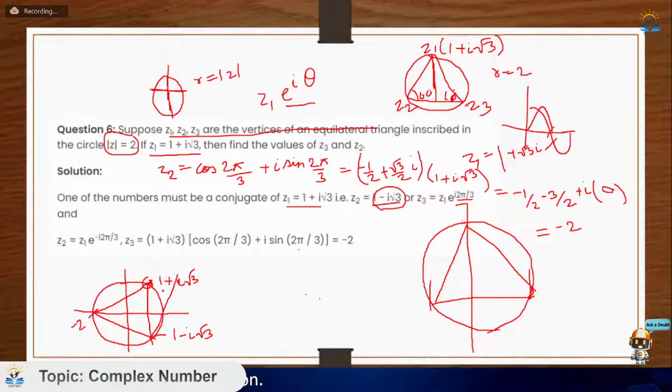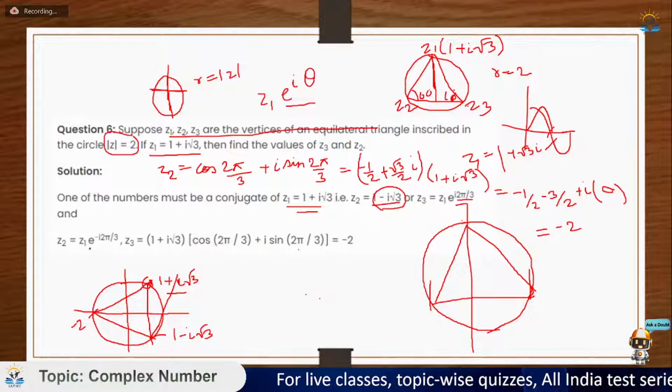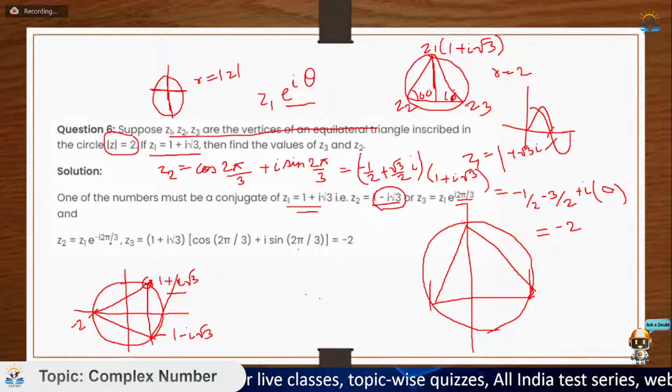So you can either multiply each complex number by e power iota 120 degrees, or you can multiply just once, and the second can be easily obtained by taking the conjugate. So this is what they have done here. Z1 is given to you. When you took the conjugate of Z1, you got Z3, and Z2 is calculated by multiplying it by e power iota 2 pi by 3 or e power minus iota 2 pi by 3.